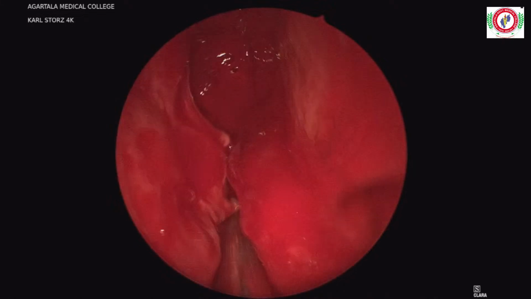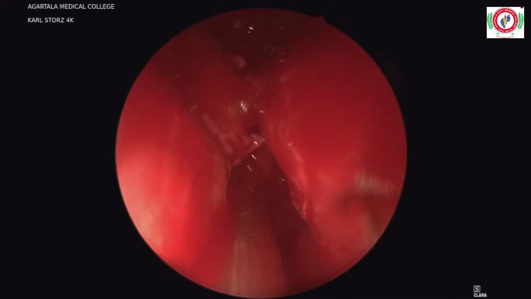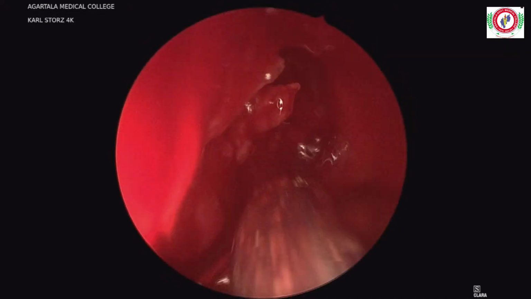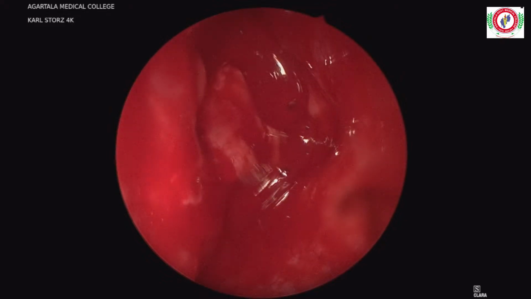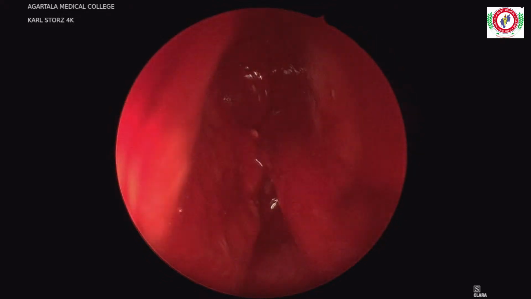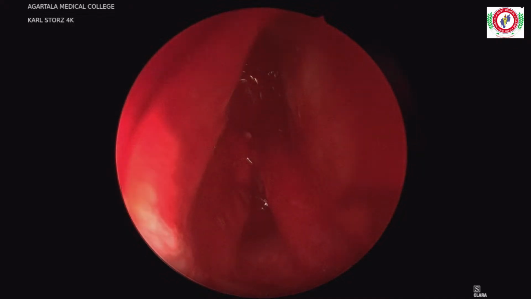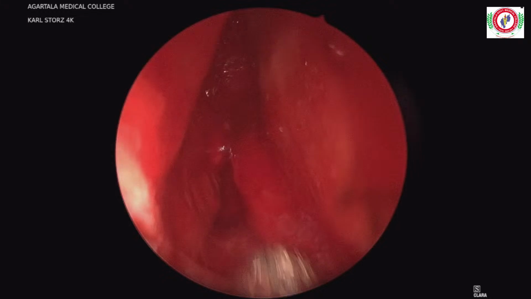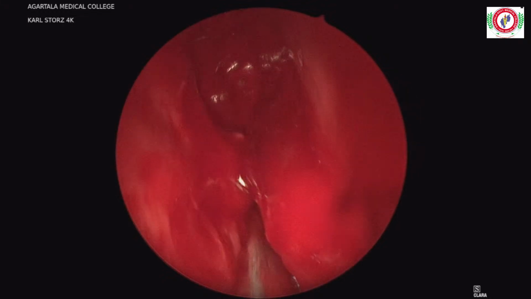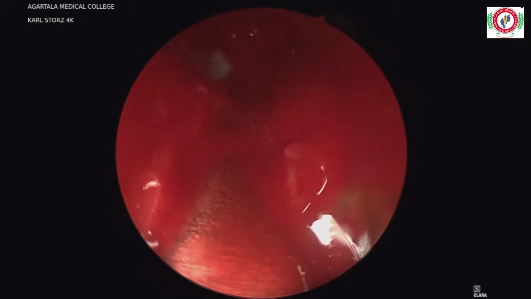Forceps, another forceps. Hold the head. Suction. Give me a thicker suction. Give me a bigger suction.